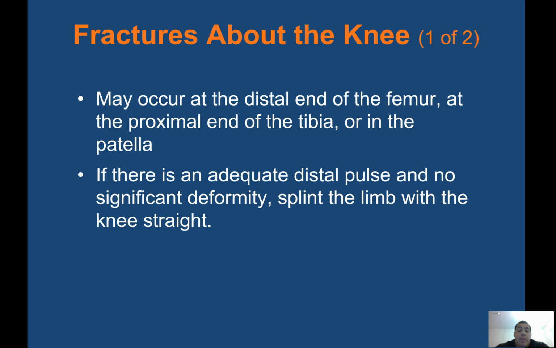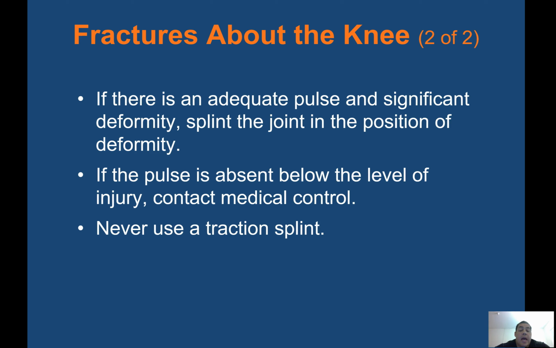Fractures about the knee may occur at the distal end of the femur, at the proximal end of the tibia, or in the patella, the actual kneecap. If there is an adequate distal pulse and no significant deformity, splint the limb with the knee straight. If there is an adequate pulse and significant deformity, splint the joint in the position of the deformity. The pulse is absent below the level of injury.